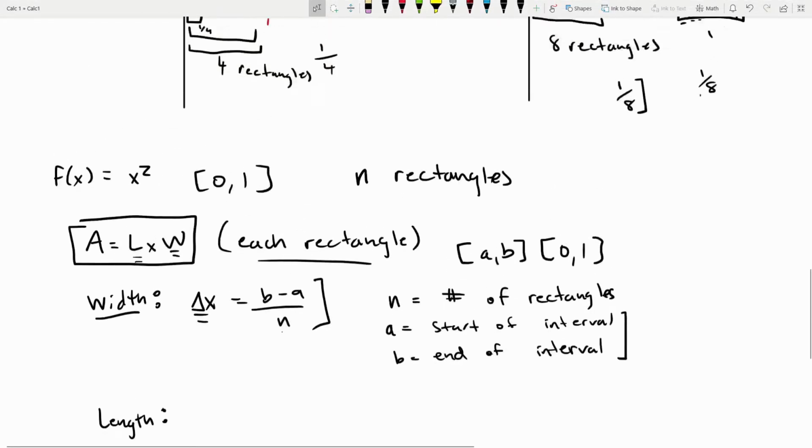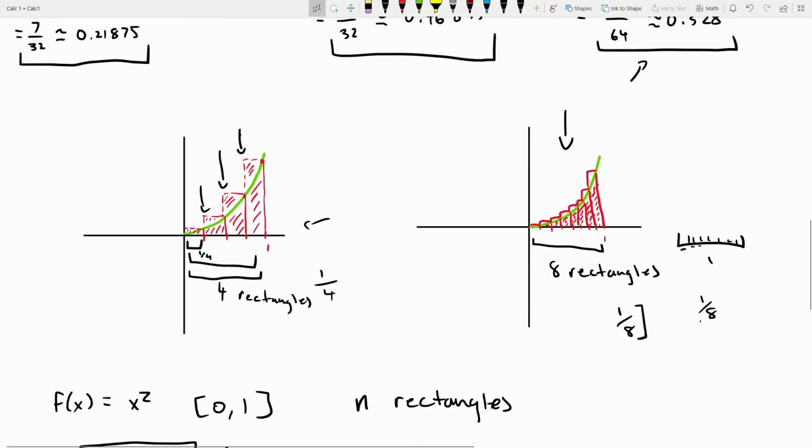If we go back to the diagrams, we can quickly see that the length of the rectangle, this portion right here, depends on where we are on the graph. It depends on this point right here in the case of the right endpoint method. In the case of the left endpoint method, it will depend on a different point. But in the case of the right endpoint, it depends on how high up we are on the function.